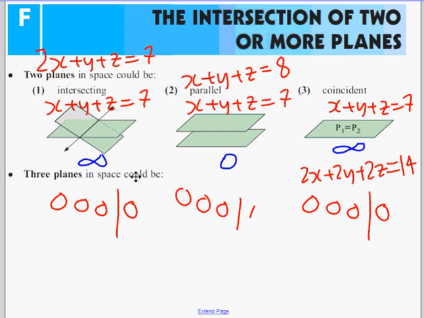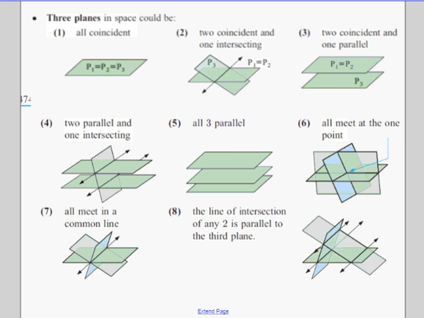Three planes in space. There are 8 different scenarios. You might want to pause the video and see if you can sketch the 8 different scenarios for how 3 planes can be graphed together. Pause the video. Here they are.